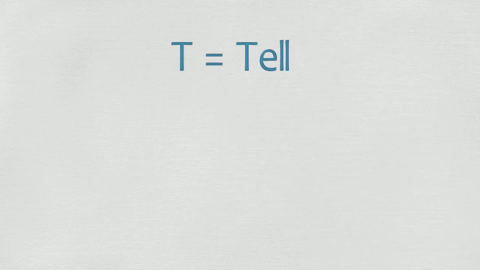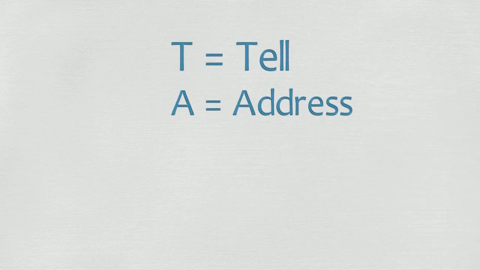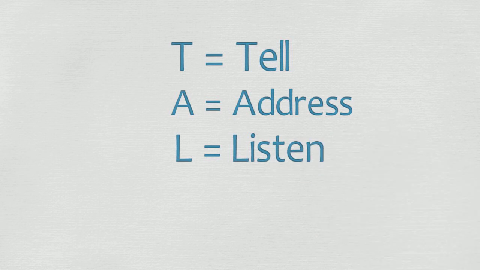So to recap, T equals Tell, A equals Address, L equals Listen, and K equals Keep. That's the TALK model.